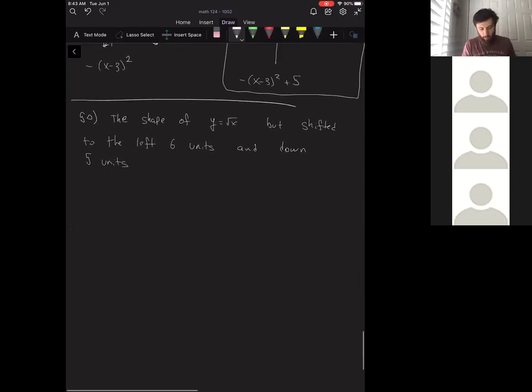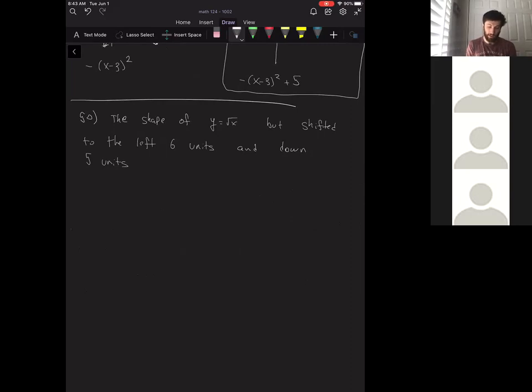So what does this mean here? Well, the shape of the square root of x. Okay, and now it's telling us two things. We're shifting to the left 6 units and down 5 units. So left and right, that means we're adding or subtracting to the x values if you look above. And it's always the opposite.